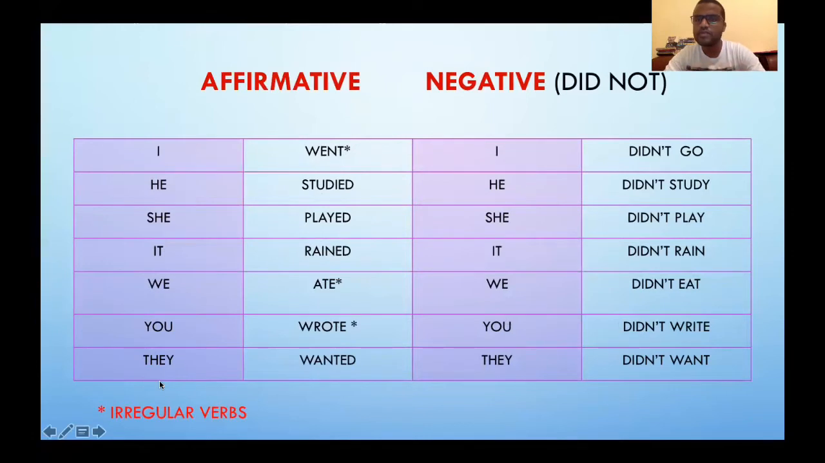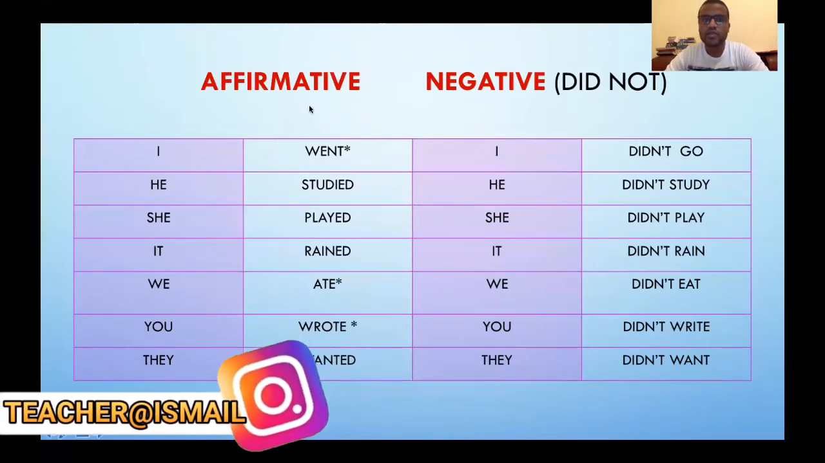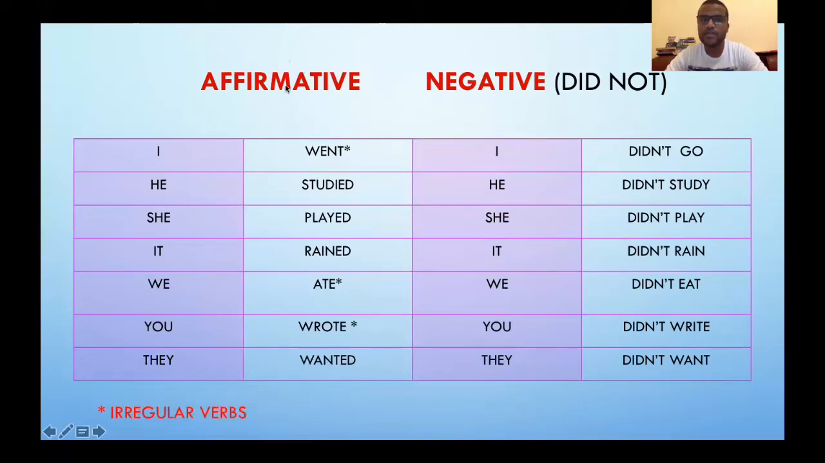The most important thing in simple past is to understand that we have two kinds of verbs. We have regular verbs and irregular verbs, and I'm going to explain what regular verbs and irregular verbs mean. When we have the affirmative form and negative, for example, as you notice here, all the verbs take ed at the end. We have studied, played, rained, wanted, etc.